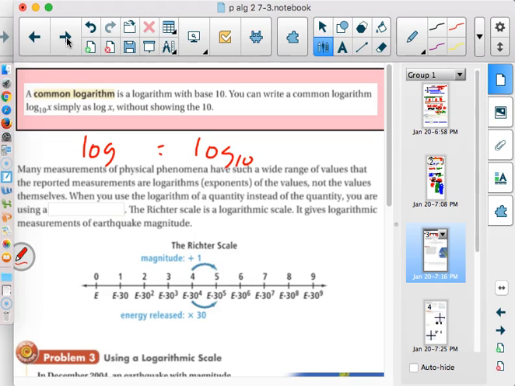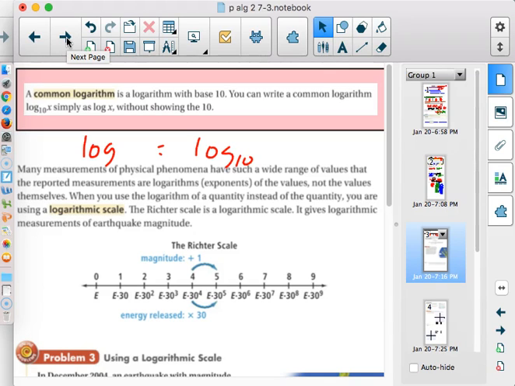So many measurements of physical phenomena have such a wide range of values that the reported measurements are logarithms, and like it says, exponents of the values, not the values themselves. How long it takes for light to travel to Mercury. It's a long ways. That's a lot of zeros. So if you don't want to write it with all those zeros, you could either write it as a power with scientific notation, or you could use logarithms, and that's what they're getting at here. When you use the logarithm of a quantity instead of a quantity, we're using a logarithmic scale. So really big stuff and really small stuff will tend to use logarithmic scales.